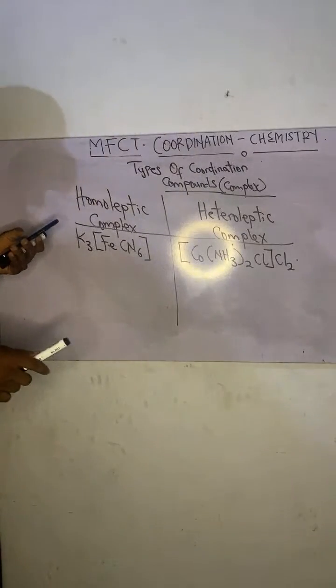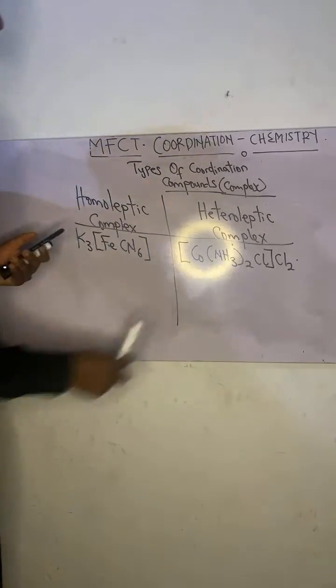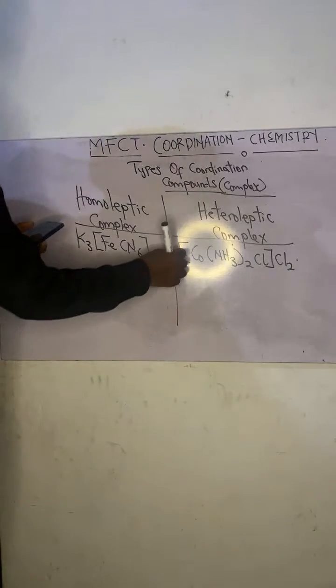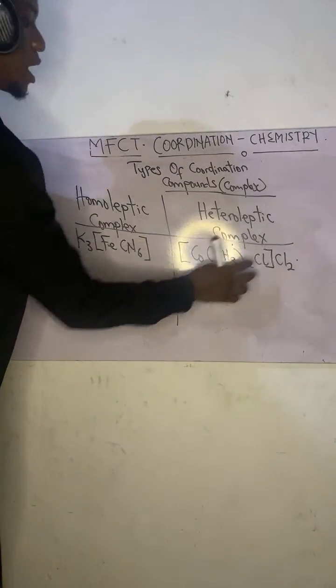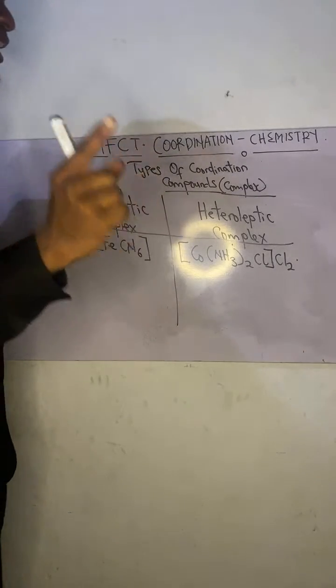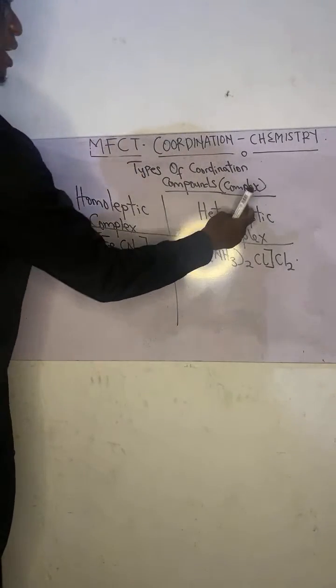Now, if you check the heteroleptic complex, we are going to see that the first ligand we have is NH3 and the other ligand we have is what? Cl. So this simply means that in this particular coordination compound, we have different types of ligand. Hence, it is referred to as what? Heteroleptic complex. Okay, that is that.